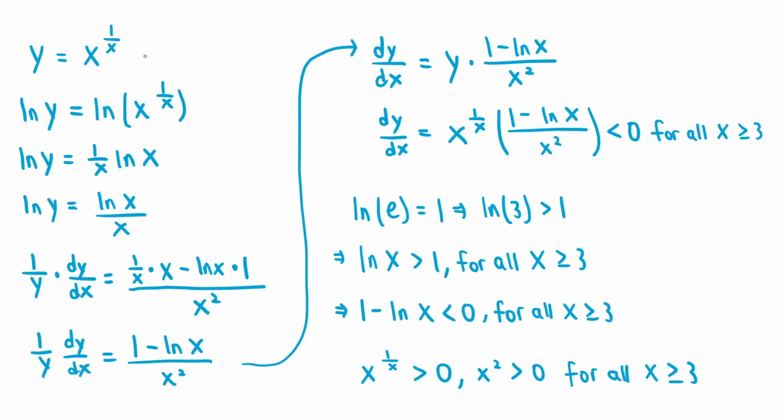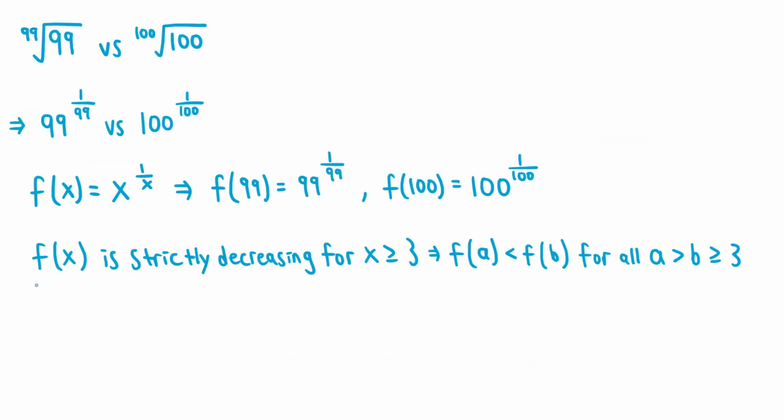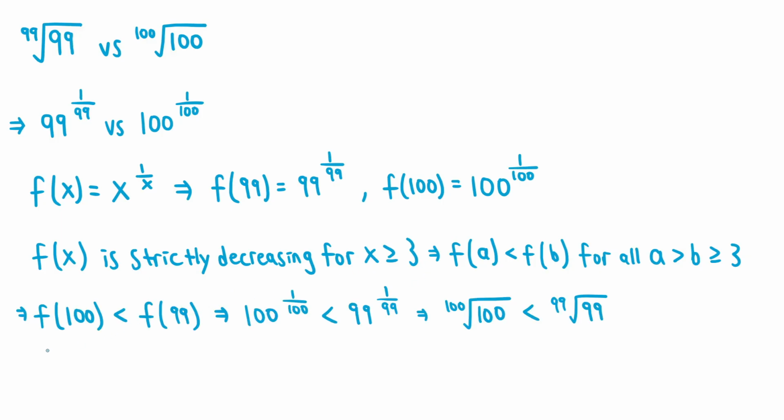So since the derivative of x to the 1 over x is strictly negative for x greater than or equal to 3, this means x to the 1 over x is strictly decreasing for x values greater than or equal to 3. So we have established that f of x is strictly decreasing for all x greater than or equal to 3. This means f of 100 is less than f of 99. So this implies 100 to the power of 1 over 100 is less than 99 to the power of 1 over 99. And this is equivalent to saying the 100th root of 100 is less than the 99th root of 99. So the 99th root of 99 is the greater of the two expressions.